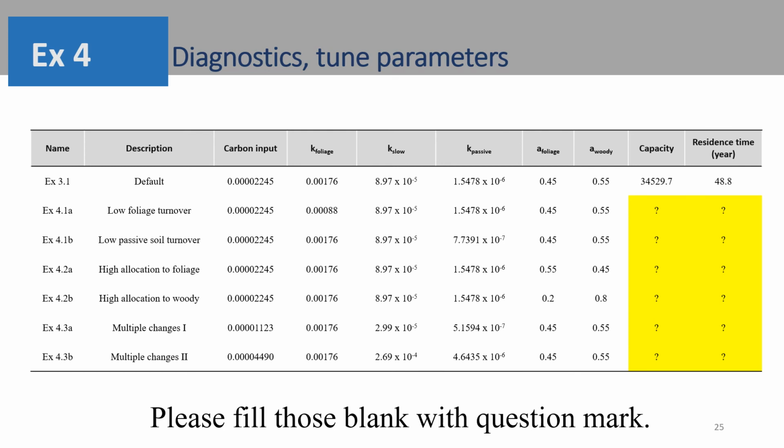In exercise 4, we are going to learn how parameters will impact the carbon storage capacity through carbon input and the residence time. We know carbon storage always chases carbon storage capacity. This exercise will also help us understand how parameters determine the carbon storage at steady state. Let's finish this task one by one and fill the blank.